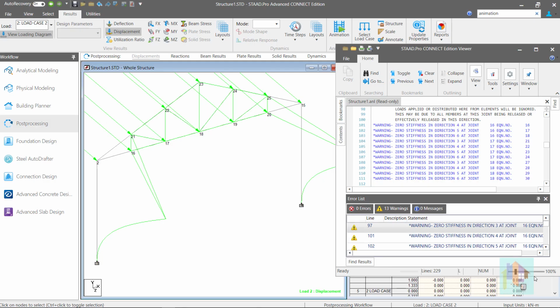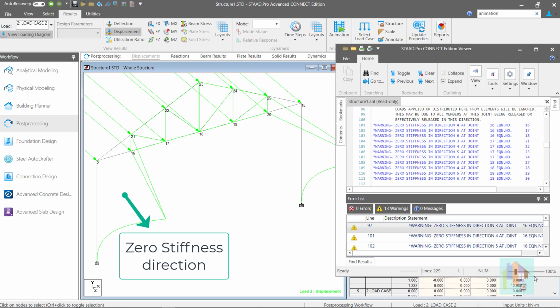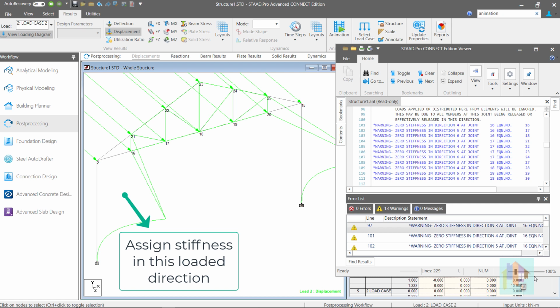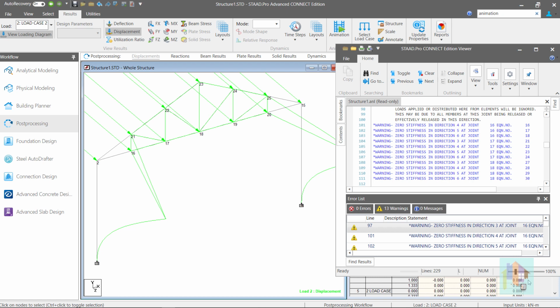Do you know how to resolve this issue and remove these warnings? The structure is unstable as there is no stiffness present in a particular direction. The solution is to provide adequate stiffness in that direction. If we assign the member specification or support condition in such a way that there is some stiffness in all loaded directions, then the structure will be stable without any large deflection, as the relevant stiffness will resist that applied load. How to do that?